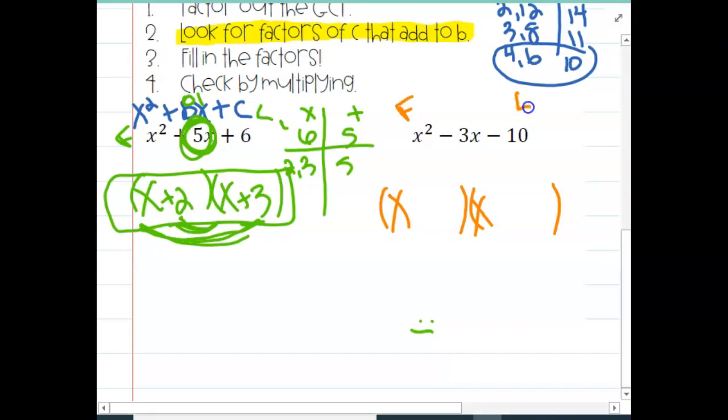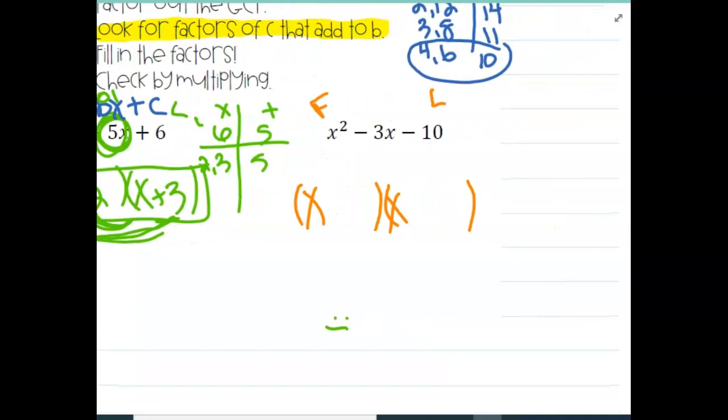Now, to get the L, remember where the L comes from. It is these two numbers multiplied together. Now be careful with the signs. These two numbers multiplied together need to give me negative 10. What are some things that multiply to give me negative 10? 5 times negative 2.